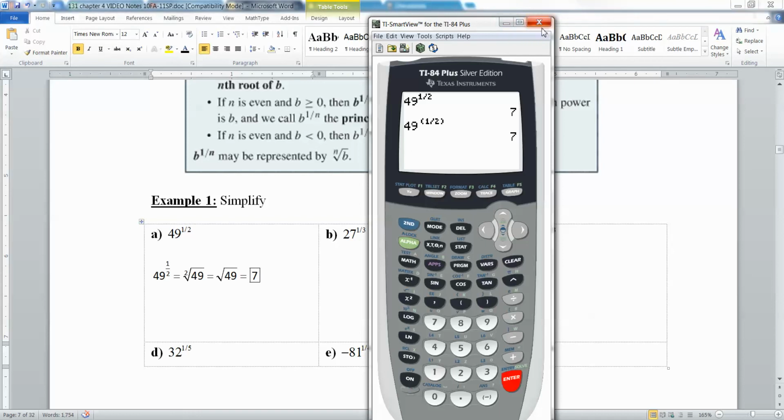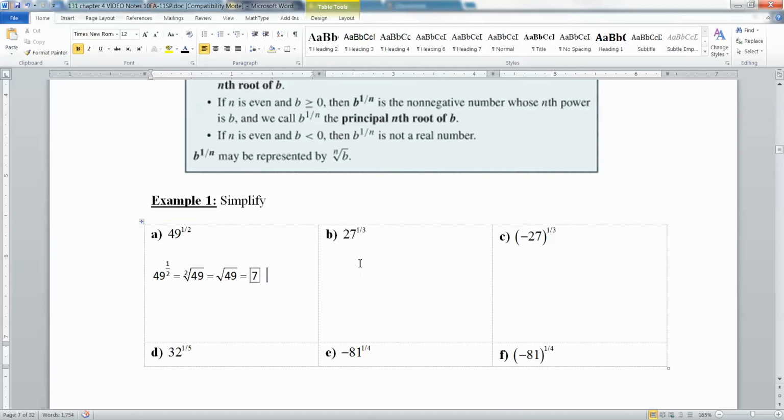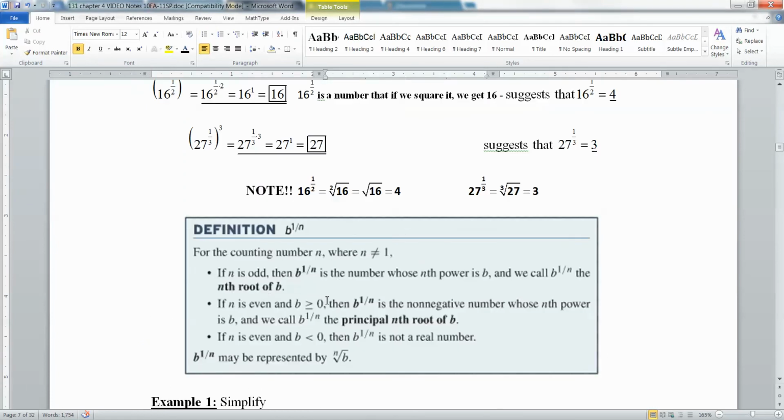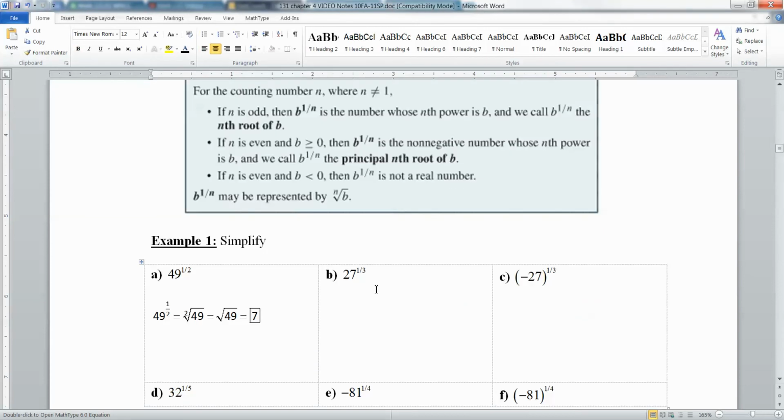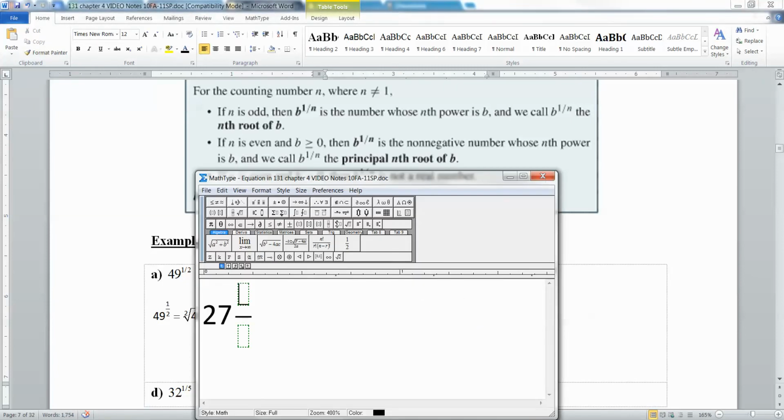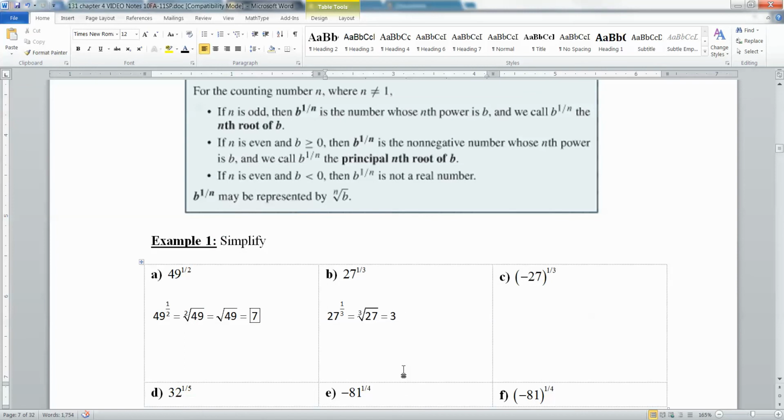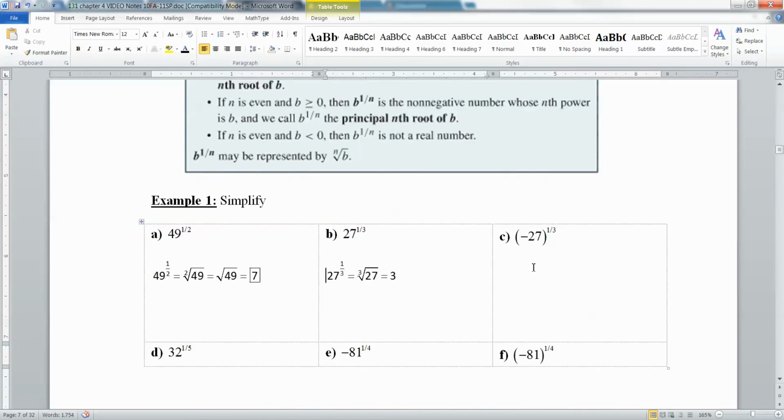Okay, so we did that. Now 27 to the 1/3. Well, that's interesting because it's the same one we just did above, but that's okay. I'll just write it again. 27 to the 1/3 is equal to the third root of 27, which is 3. Awesome.